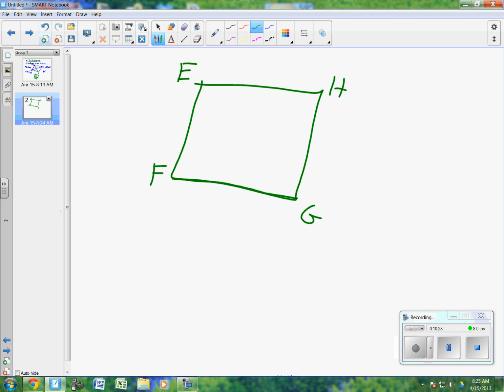Okay, C. The sides of a quadrilateral can also be called diagonals, right? What do you think? The answer to that is what? False. Because if you have EF, those are consecutive vertices, and that's not, by definition, a diagonal.